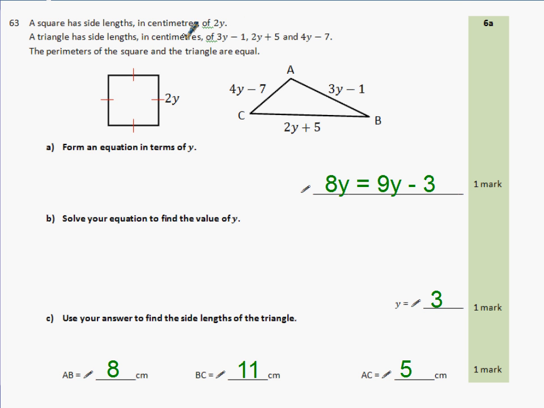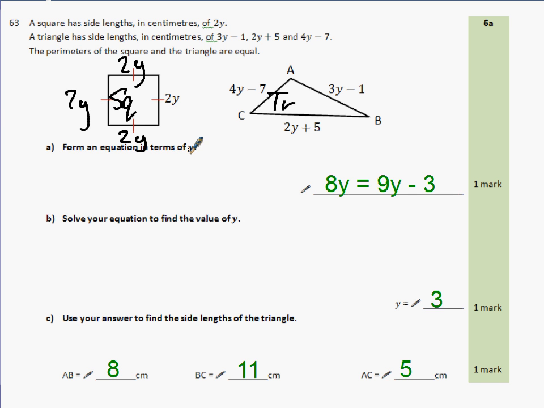A square has side lengths in centimetres of 2y. So it's a square, so we know that they're all 2y. I'll fill those in because that might help. A triangle has side lengths in centimetres of 3y take away 1, 2y plus 5, and 4y take away 7. Here's the square, here's the triangle. Form an equation in terms of y.